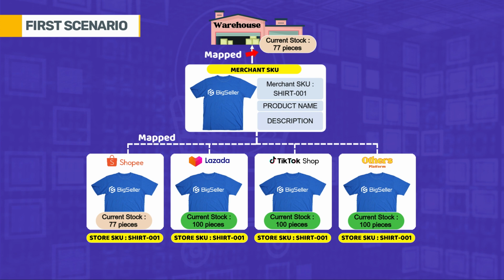And from the warehouse, the system will push the balance quantity to the merchant SKU that has been mapped with the store SKU, and the system will synchronize the inventory on each platform as well.